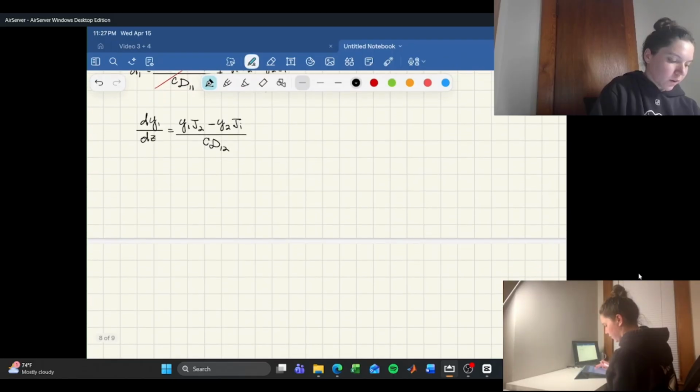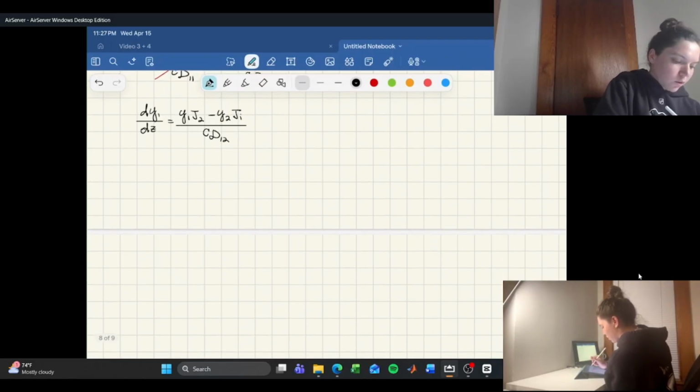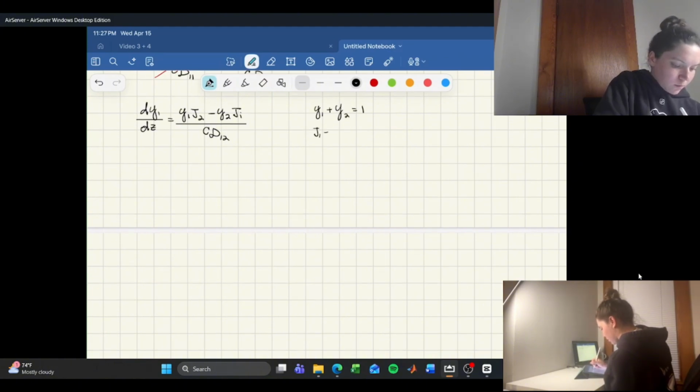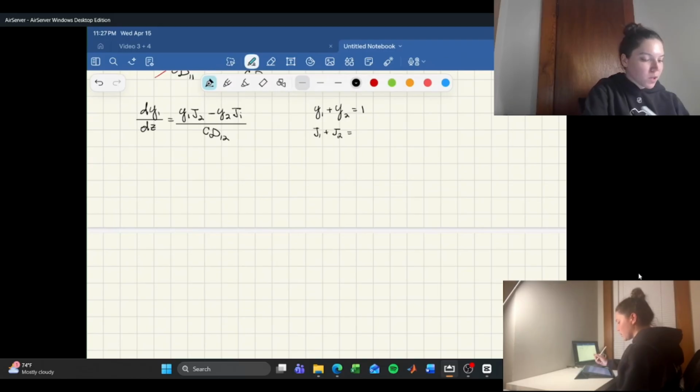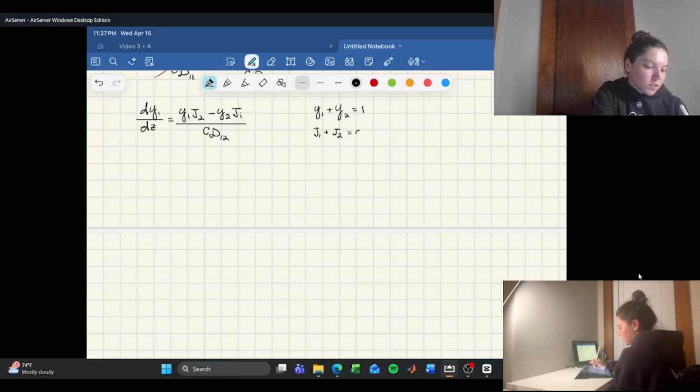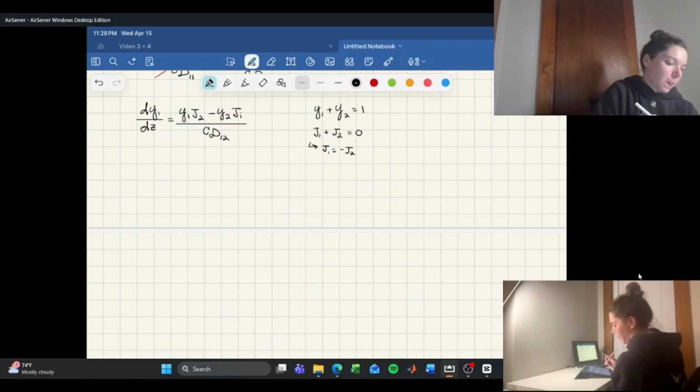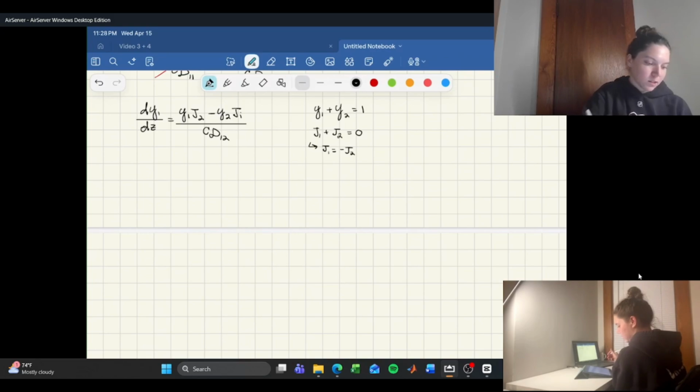So now, if we want to simplify this, we need to know that the mole fraction of 1 plus the mole fraction of 2 is equal to 1, and the molar diffusion fluxes of 1 and 2 add up to 0. So this leaves that the molar diffusive flux of 1 is equal to the negative molar diffusion flux of 2. So now let's use that to simplify this a bit.